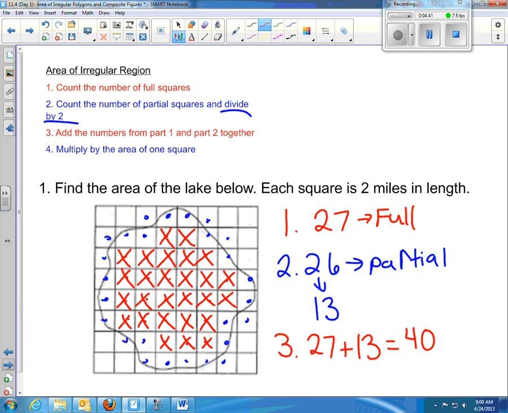Now, today I end up with 40, but when I made my answer key a few days ago, I ended up with 28 full and 24 partial. So really, it even depends on the day for each person on what they're going to end up with.